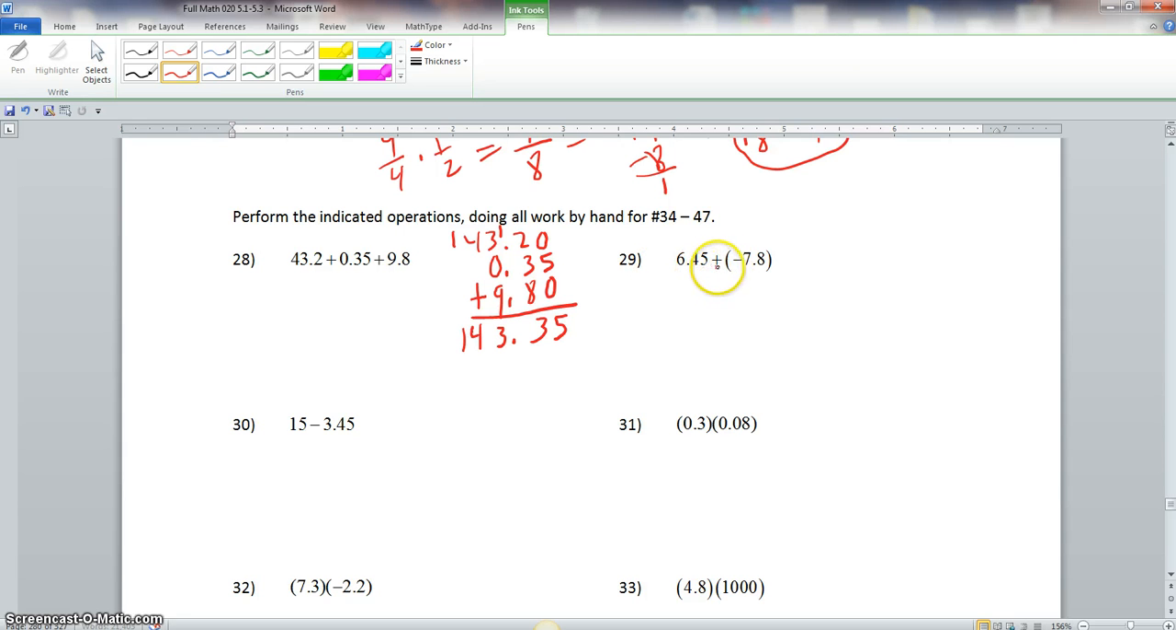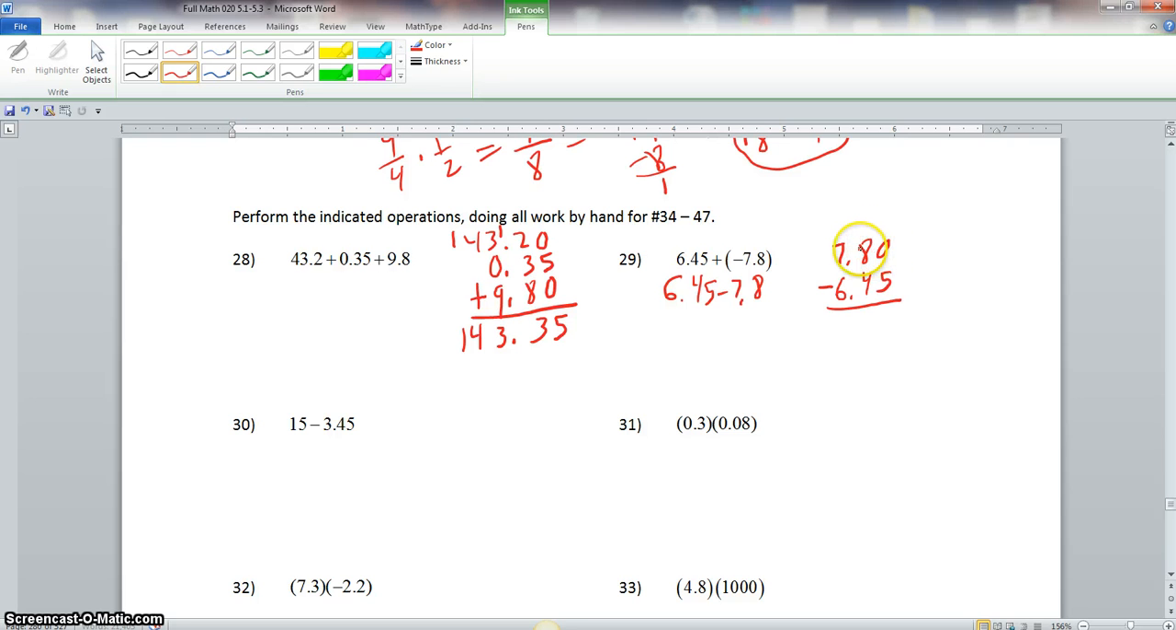Now we look at number 29. We have 6.45 plus a negative 7.8. This is the same as saying 6.45 minus 7.8. Now we know we're going to subtract these. Now if we look here, our answer is going to be negative because we know 7.8 is larger than 6.45. So we could write this up as a regular subtraction problem, knowing that we're going to have a negative answer. So we'll put our minus sign here and a 0 here.